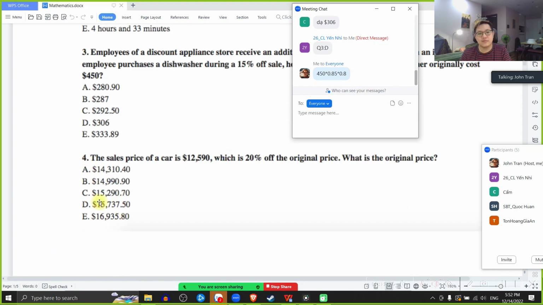Now, lesson number four. The sale price of a car is $12,550, which is 20% off the original price. So what is the original price? Bây giờ cái giá mà được giá bán sale của một cái xe hơi là 12.590 đô mà là 20% giảm giá của cái giá ban đầu rồi. Vậy thì cái giá ban đầu bao nhiêu? So which one is the original one? What do you think?